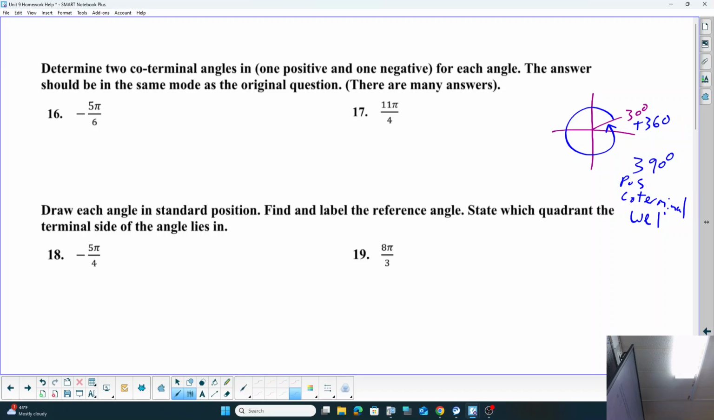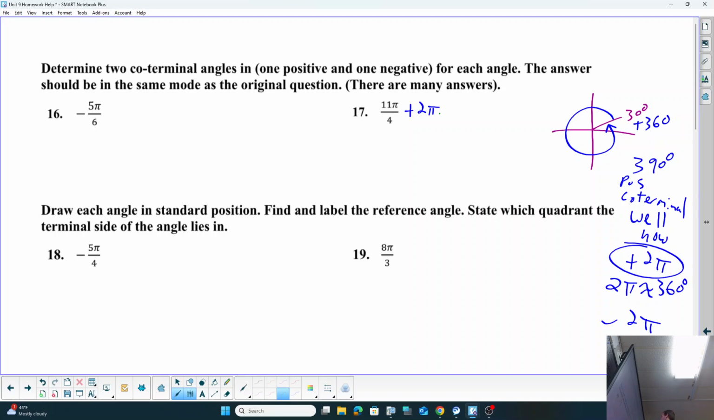Well, now we're going to add 2 pi, because 2 pi is the equivalent of 360 degrees. So we're going to add 2 pi now, and we're going to subtract 2 pi to get the positive and negative coterminal angles. So we're going to go ahead and add 2 pi. You're going to have to convert that into fourths, though. That's the tricky part. Convert it into fourths.